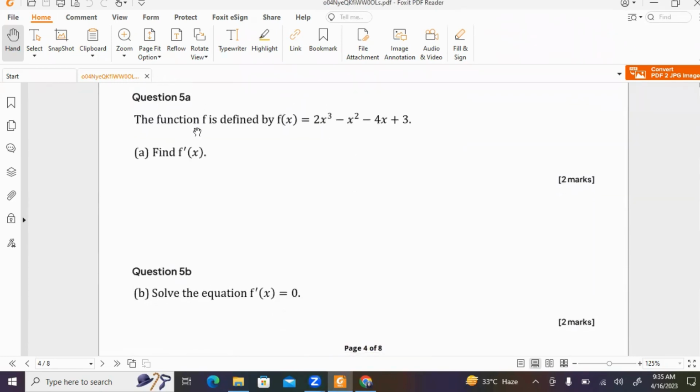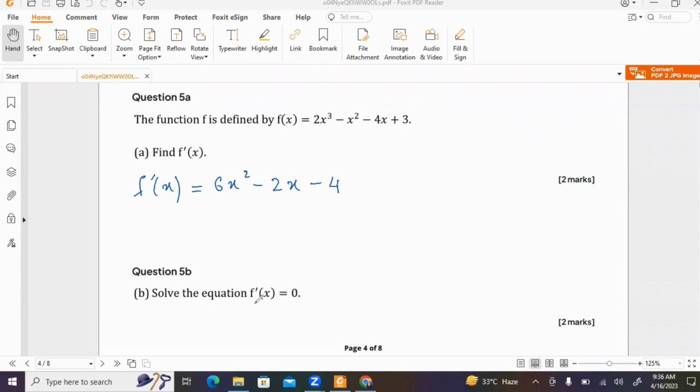In question 5, it says the function f is defined by this, find the derivative. So f dash x means the first derivative. That's going to be 6x squared minus 2x minus 4. Same concept: you bring the power down first and then subtract 1 from the power, and the derivative of the constant is 0.